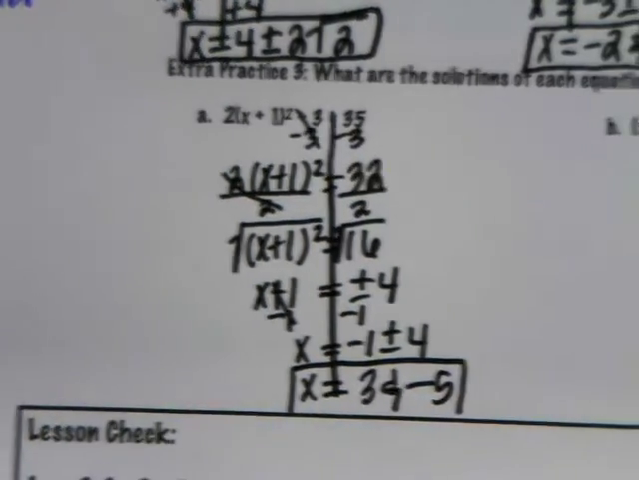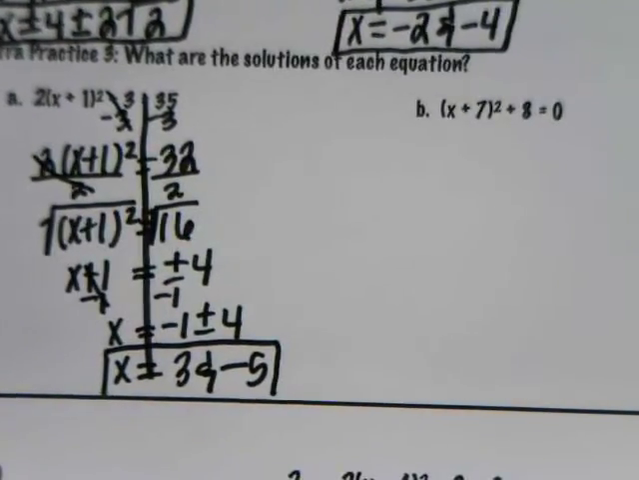All right, next one. Why is it negative 5? Because negative 1 minus 4 is negative 5.